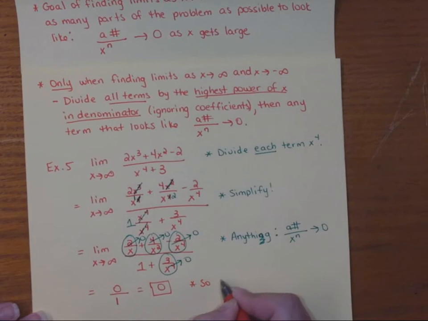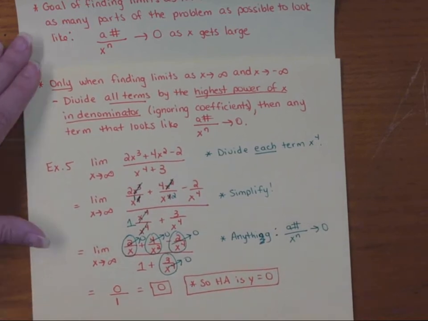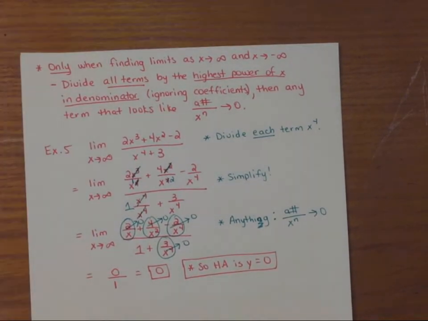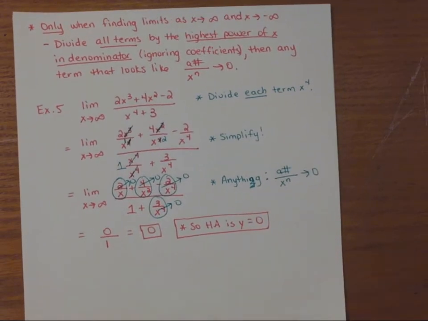So remember that what that means is we got an answer. So the horizontal asymptote is y equals 0. So if you were to graph this, there would be an imaginary boundary line at y equals 0 that the graph approached as it went to the left and the right but didn't cross.